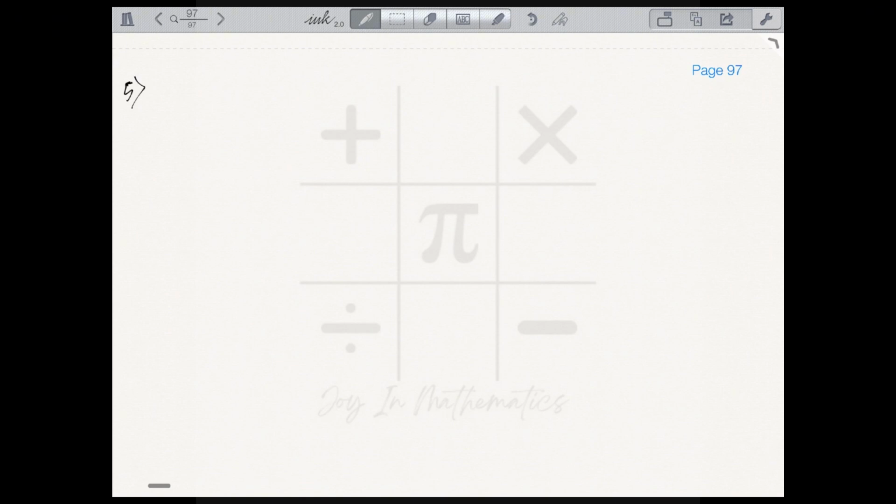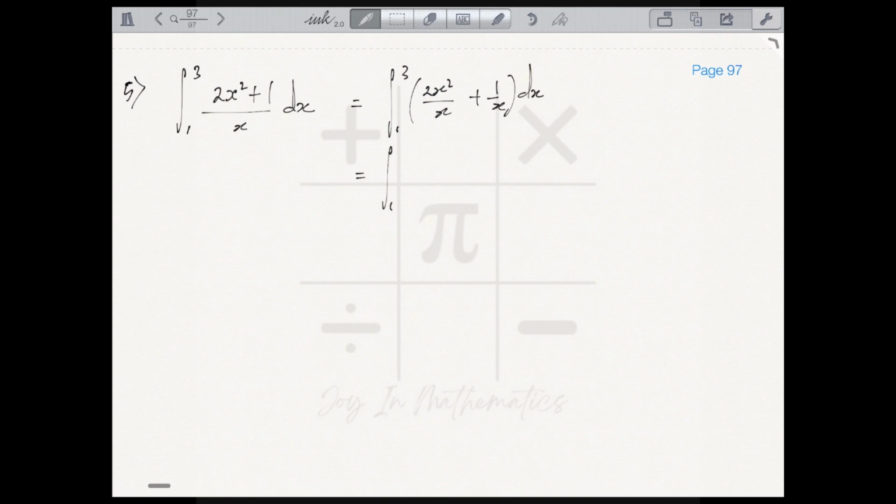Example 5. Integrating from 1 to 3 of 2x squared plus 1 divided by x dx. Now the first thing to do is to simplify the function and break it into more terms. That's 2x squared over x plus 1 over x dx. So it gives us one integral from 1 to 3 of 2x plus 1 over x dx.